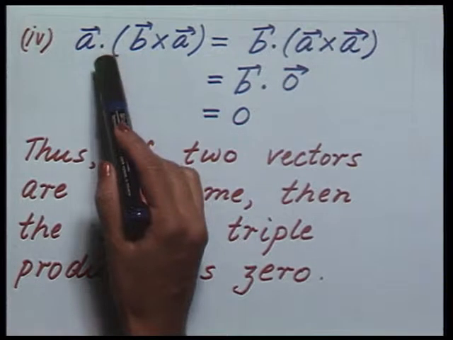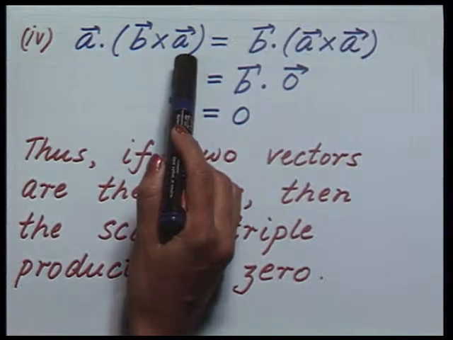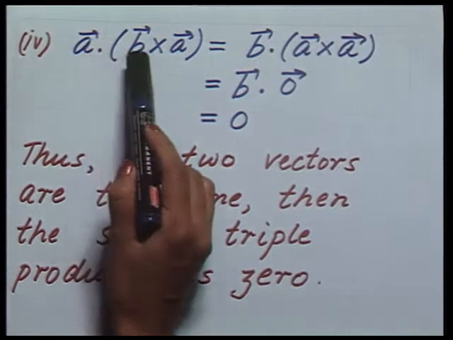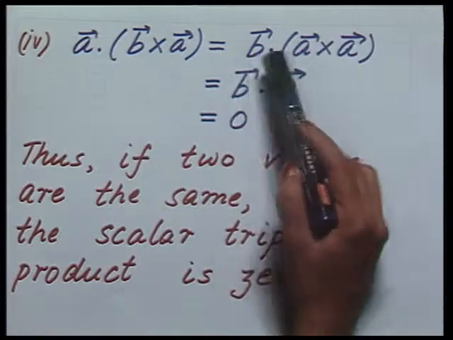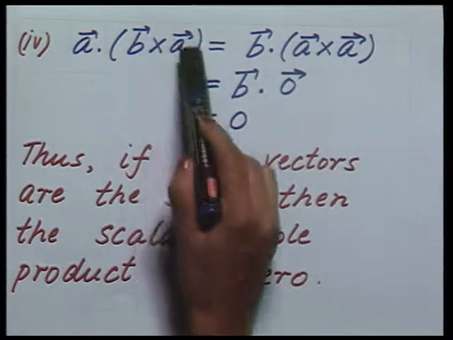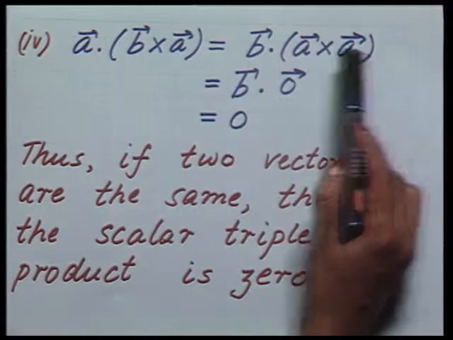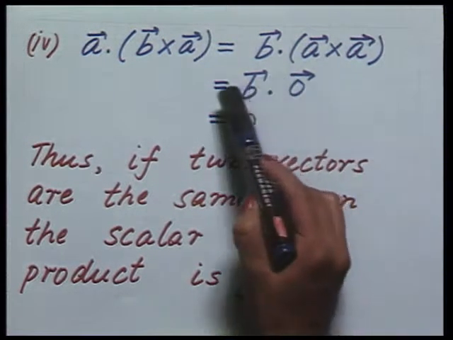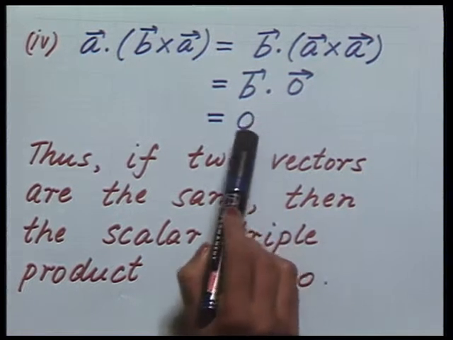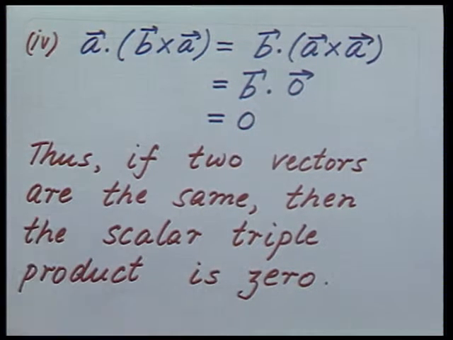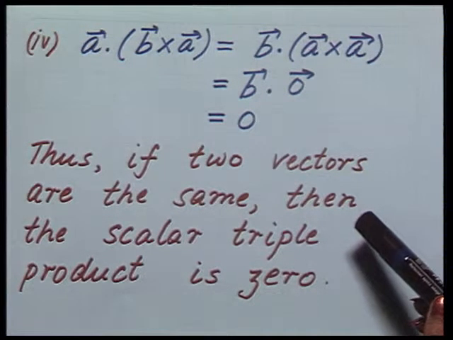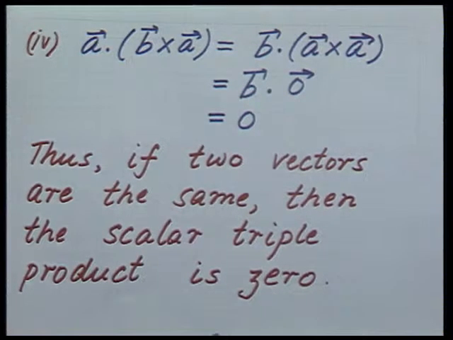And finally, a very simple observation: if two terms of the scalar triple product are the same, A dot B cross A is equal to B dot A cross A, because I have not changed the cyclic order, but we know that A cross A is 0. And so we get B dot 0, which is equal to the scalar 0. Thus, if two vectors are the same in the scalar triple product, then the scalar triple product is 0.